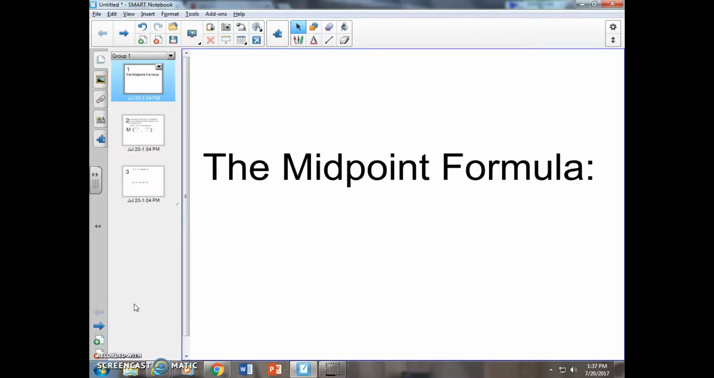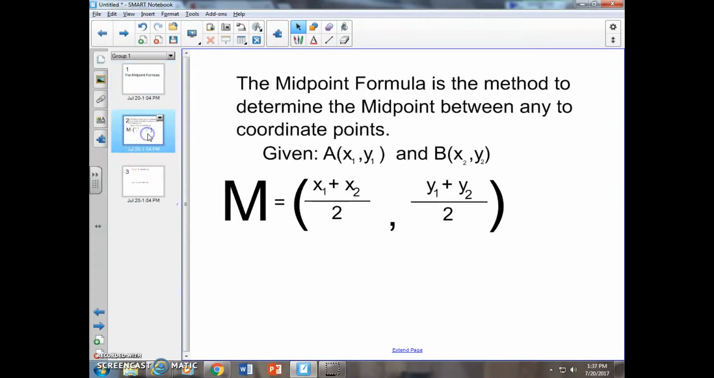This time we're going to do the midpoint formula. For those of you that might be a little confused about what it does, it is a method to determine the midpoint, the direct middle point between any two coordinate points. It doesn't matter what they are, this will tell you what the point is directly in between them halfway.